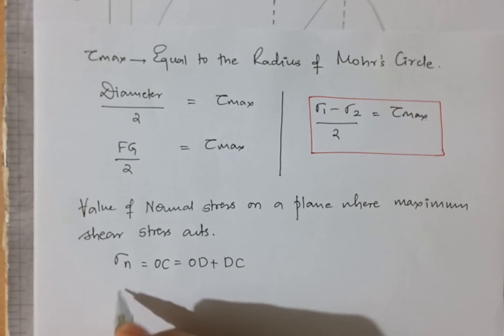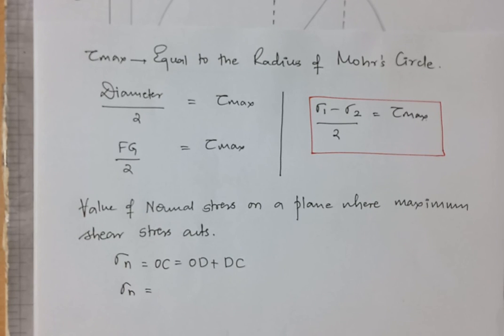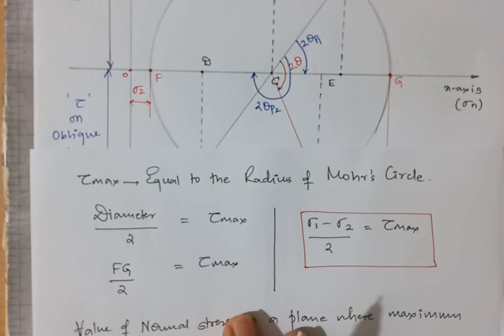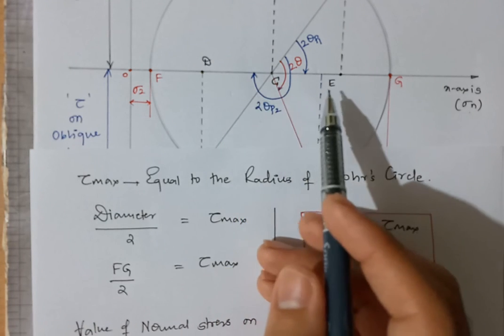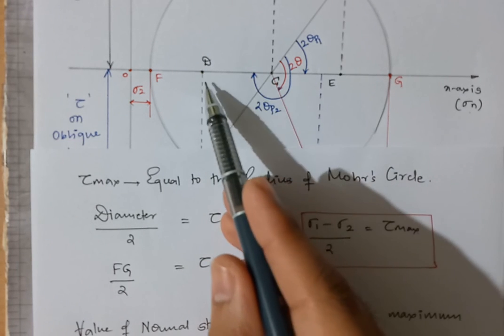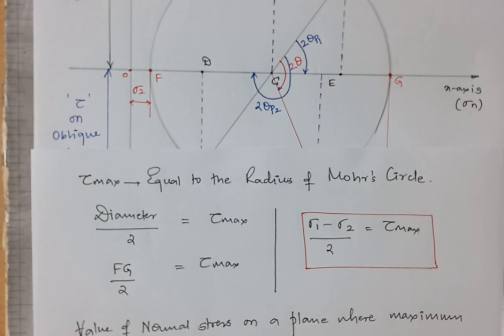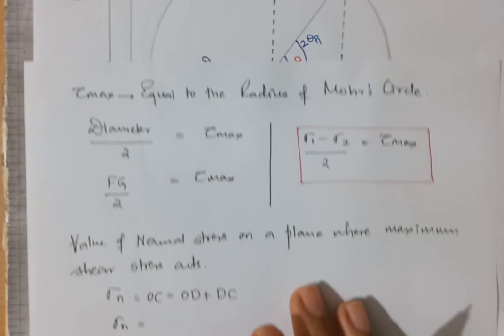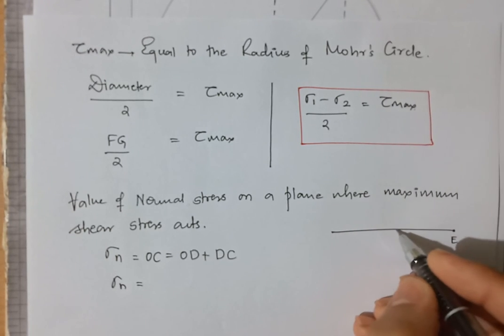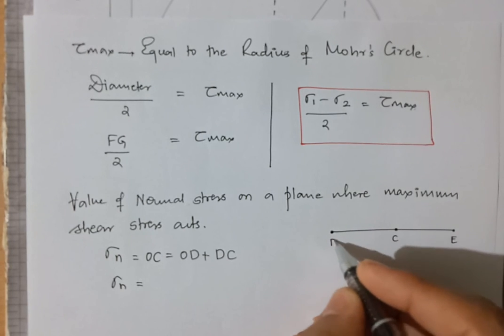Now sigma n is equal to OD plus DC. I am interested in finding what DC is. To find DC, I'll take point D, point C, and point E. I'll concentrate on D, C and E. I'll draw it here separately for you, because if I just tell it there itself you will not understand. So I'll take 3 points. I'll call this point E, this point C, and this point D.